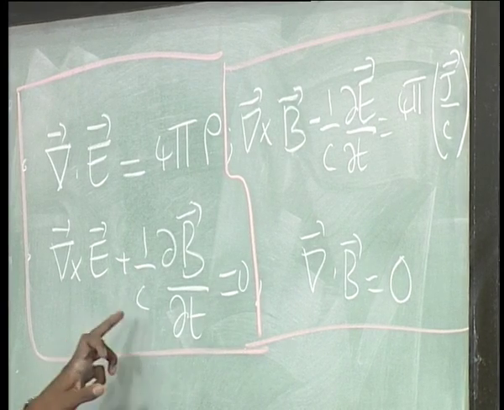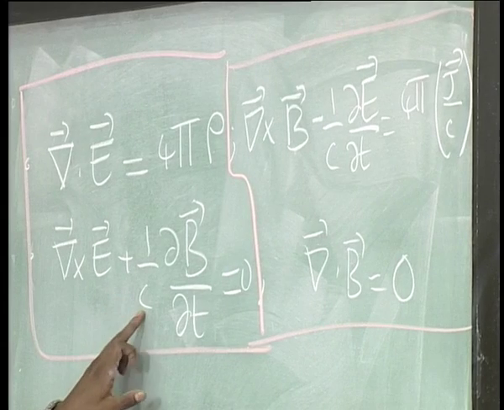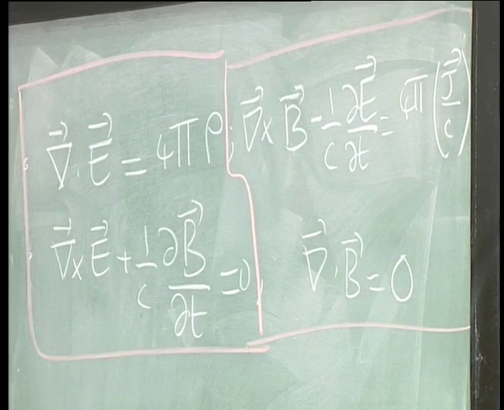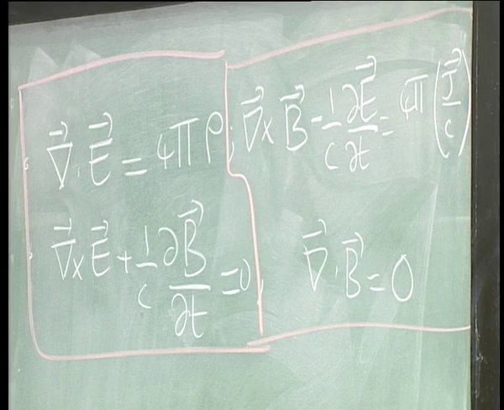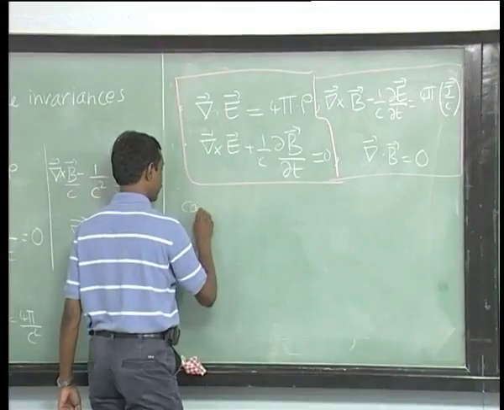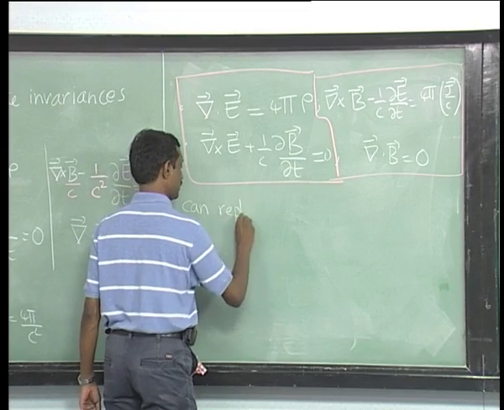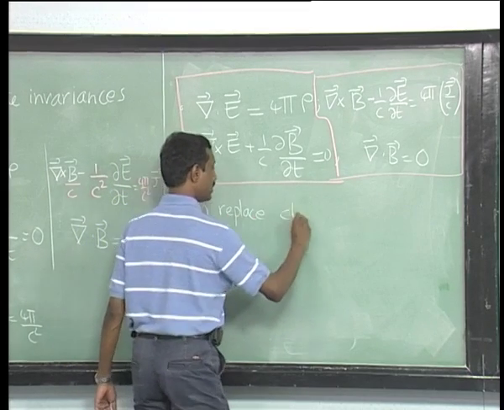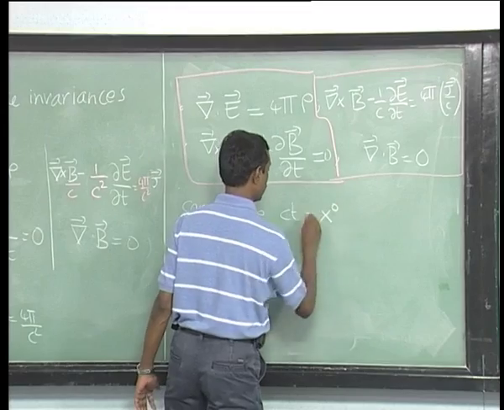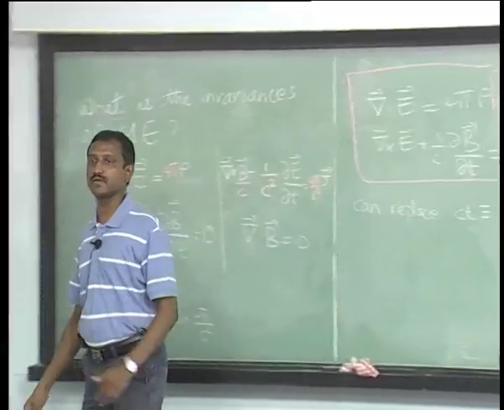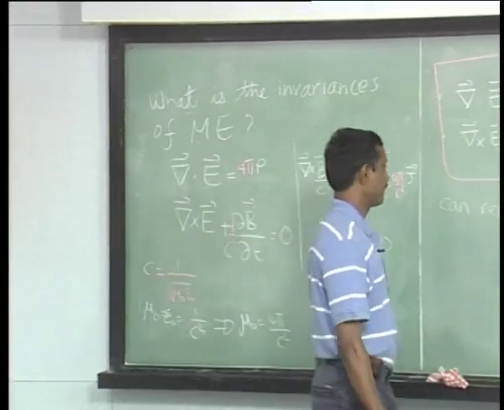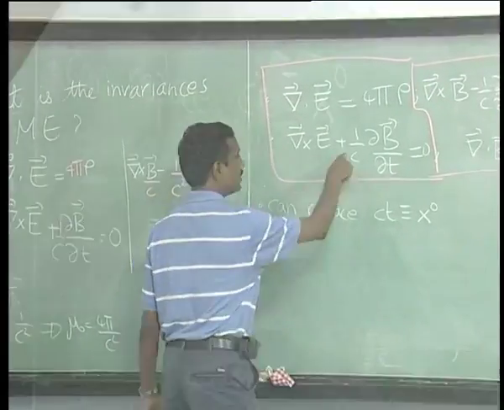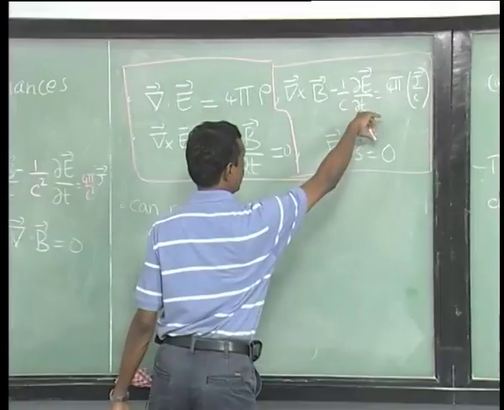For instance, we look out here, we see that wherever t is coming, it is coming in the combination c t. So, we can replace c t with something which I will just write as x naught. I will define this combination x naught. Then c disappears from this equation and out here.